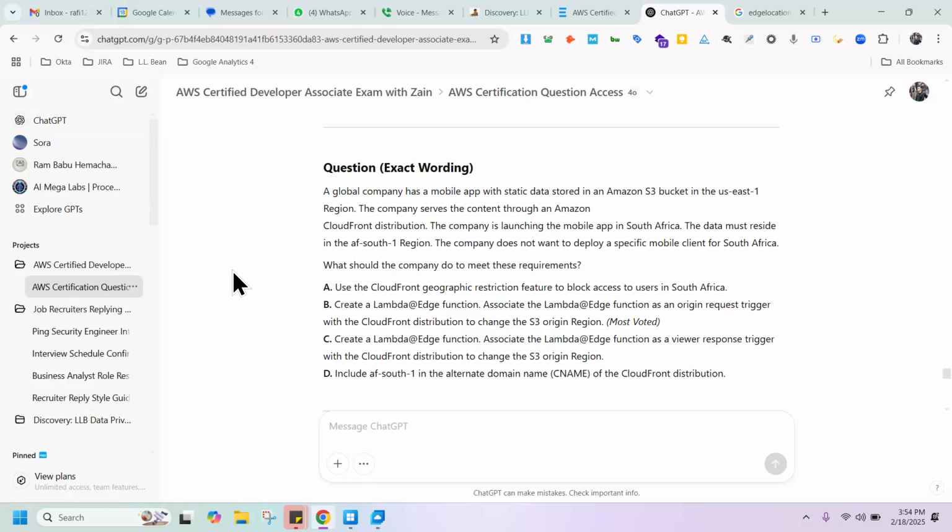And second is the Lambda Edge function. Basically, Lambda Edge helps serve the content to different countries, to users located in different places, by using the CloudFront edge locations, right? So this is one of the functions we can use to serve our content into different countries.